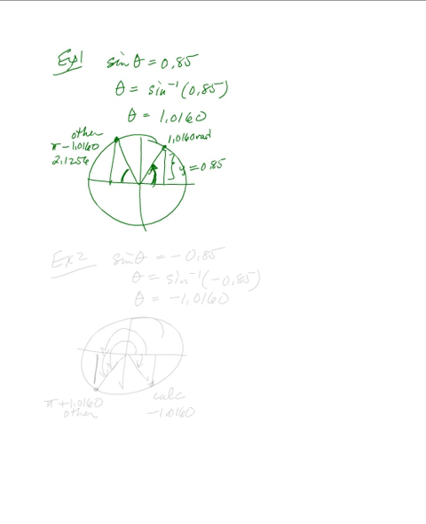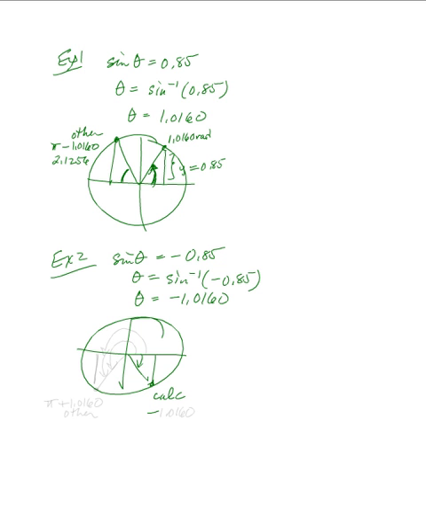Then, example 2. Sine of an angle is negative 0.85. So again, theta is sine inverse of negative 0.85. And theta will be negative 1.0160. So again, it's telling you where's the y coordinate negative 0.85? Well, that's over here, this rotation of negative 1.0160 radians.